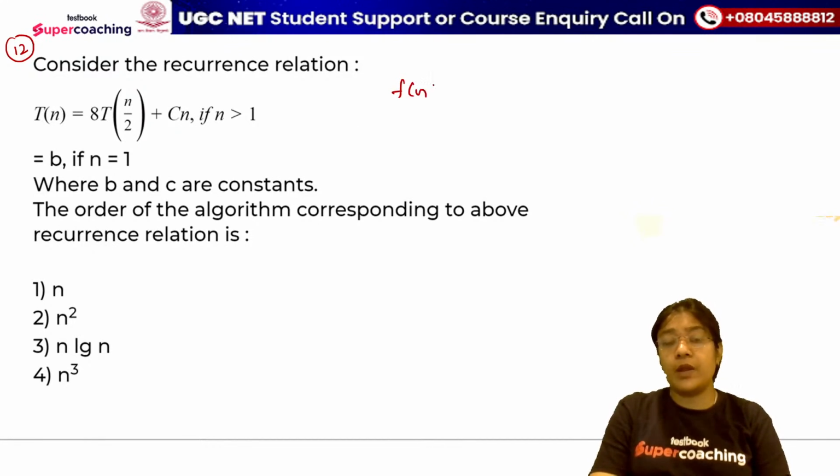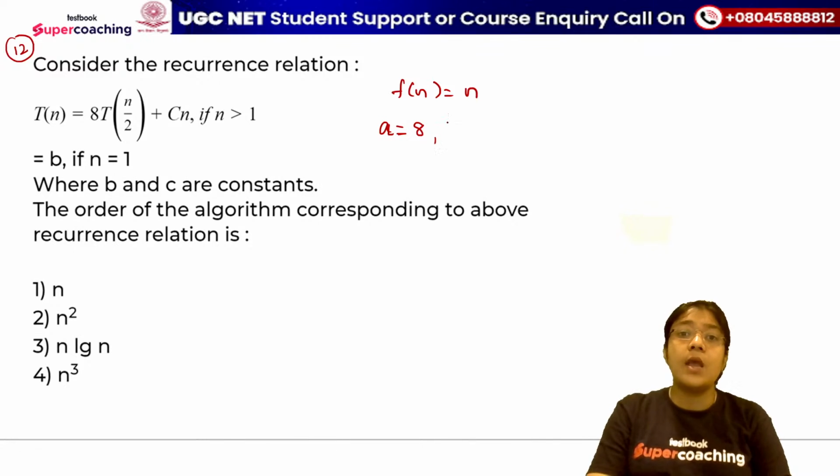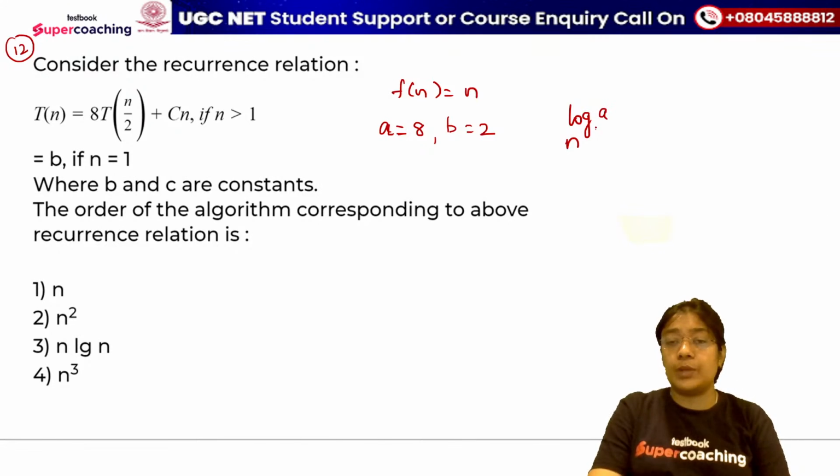So here f of n is n. This is constant, so you can ignore constant. A is 8. मैं सारे rules discuss नहीं कर रही हूँ Master's theorem के. I'm just directly applying the Master's theorem. B is 2. Find out the value of n raised to power log a with the base b. That is n raised to power log 8 with the base 2.